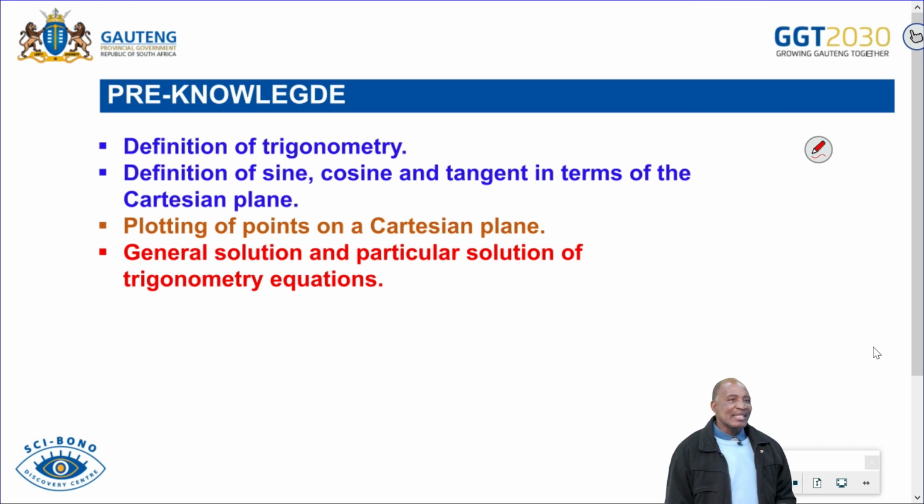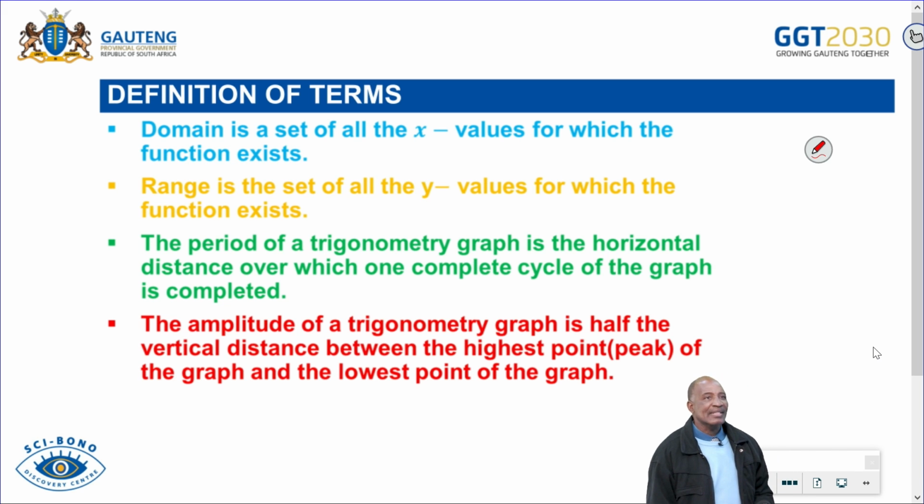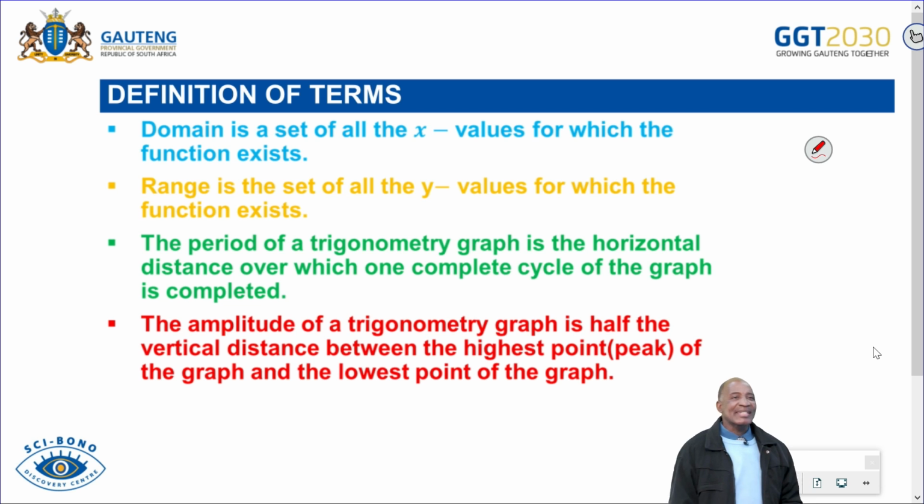You also did the plotting of points on a Cartesian plane to sketch some graphs between 0 and 360 degrees, just to have a look and see how those points behave on a Cartesian plane if they were to be joined. Of course, you also looked at the general solution to some simple trigonometric equations. Right. You looked at the following terms at that time.